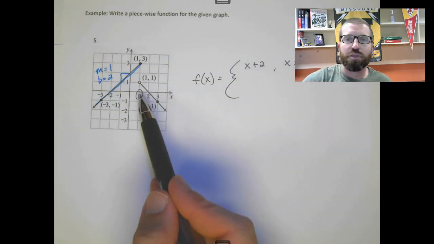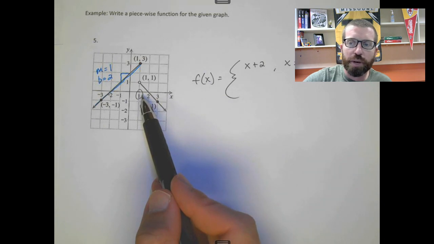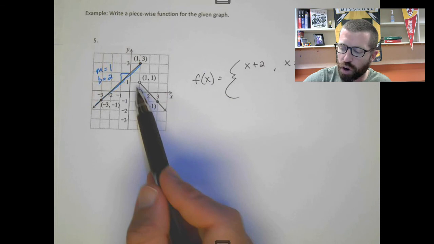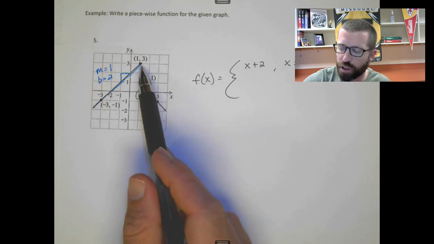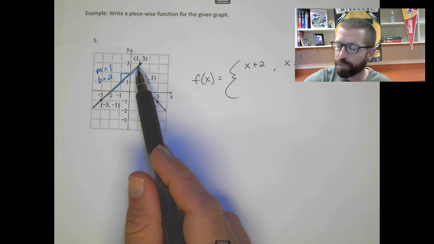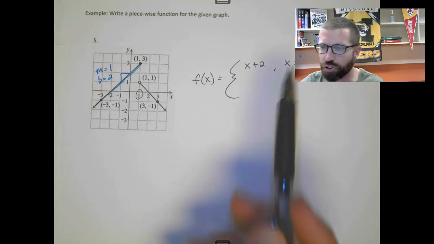So notice the x value, and I would even circle it or mark it somehow so you don't get confused with the y value. But when x is 1, that's when things are changing. And because this is a closed circle, it's less than or equal to and not just less than.